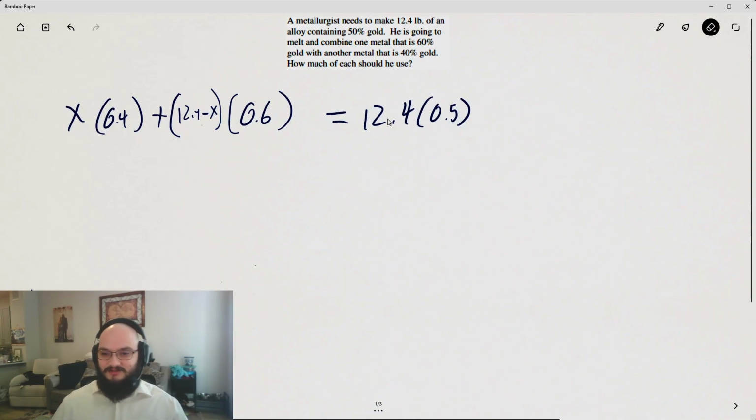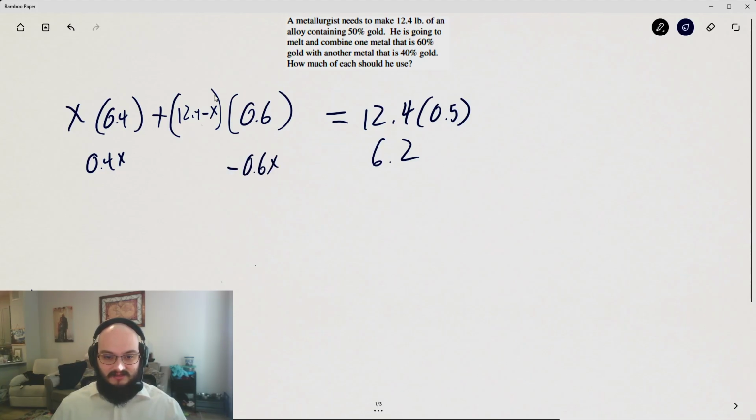Let's do our multiplication. So let's see, 12.4 times 0.5 is going to be 6.2. And this is going to be 0.4x. And this one, well, we'll definitely have negative 0.6x right there. And that multiplication I can't do in my head. So 12.4 times 0.6 is 7.44.